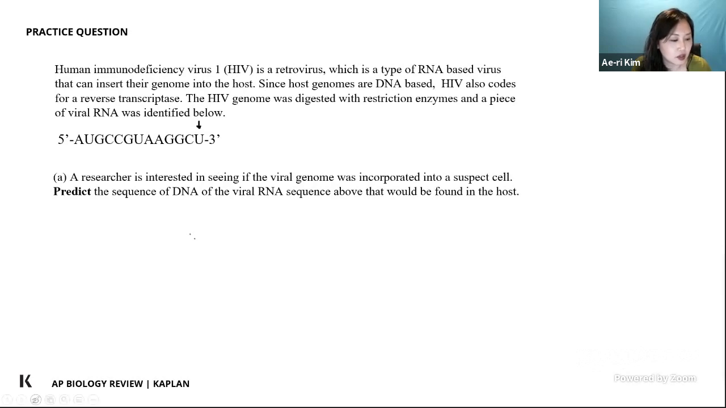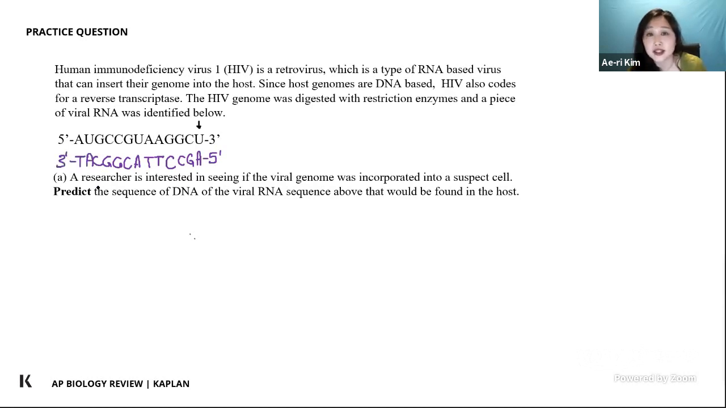And then I'm going to switch color so that it stands out a little bit more. So the complement to U is normally A. And this is being written in the 3' direction. We're going to do this backwards. So this is A, G, C, C. And then A normally goes to U in RNA, but it's a T because we're DNA. So this is T, T, A, C, G, G, C, A, T, right?